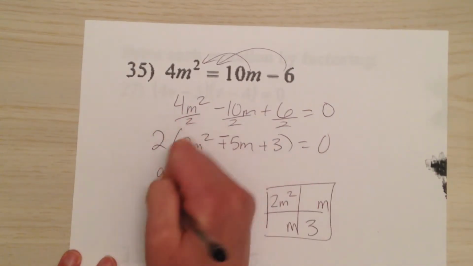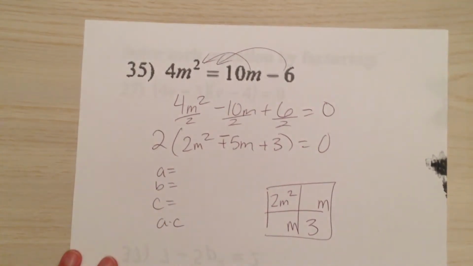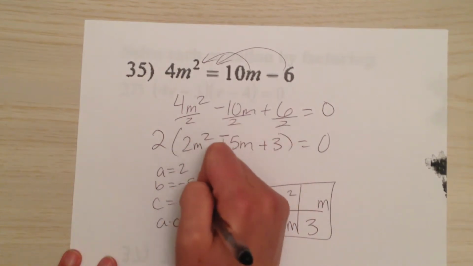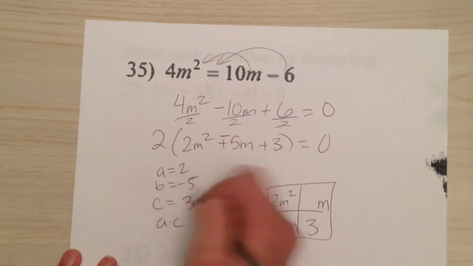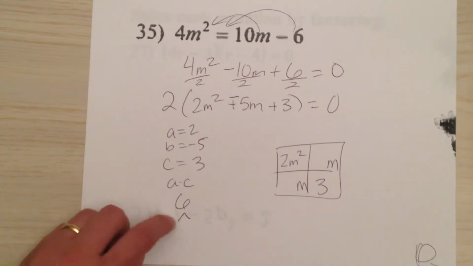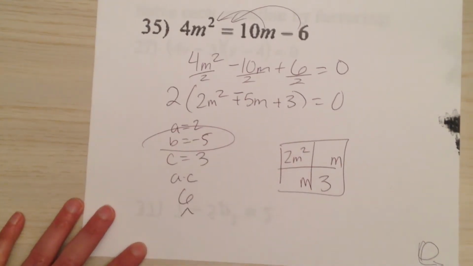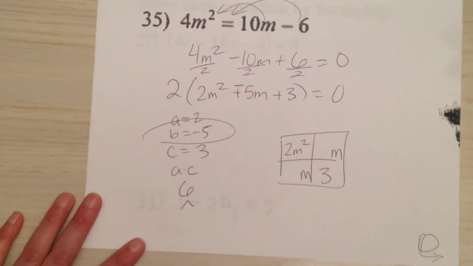And to do that, I need my a, my b, and my c so that I can multiply my a and my c together. So a is 2, b is negative 5, don't lose that negative like I almost did, and my c is positive 3. So a times c is 6. Now I need to pick two things that multiply to 6, but still add to that b right there. So they multiply to a positive but add to a negative.